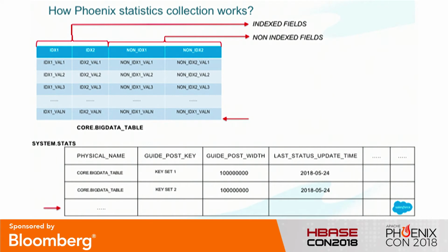And it updates the information in system.stats, and we can see it contains the table name and the guidepost key, and also when this information was last updated.